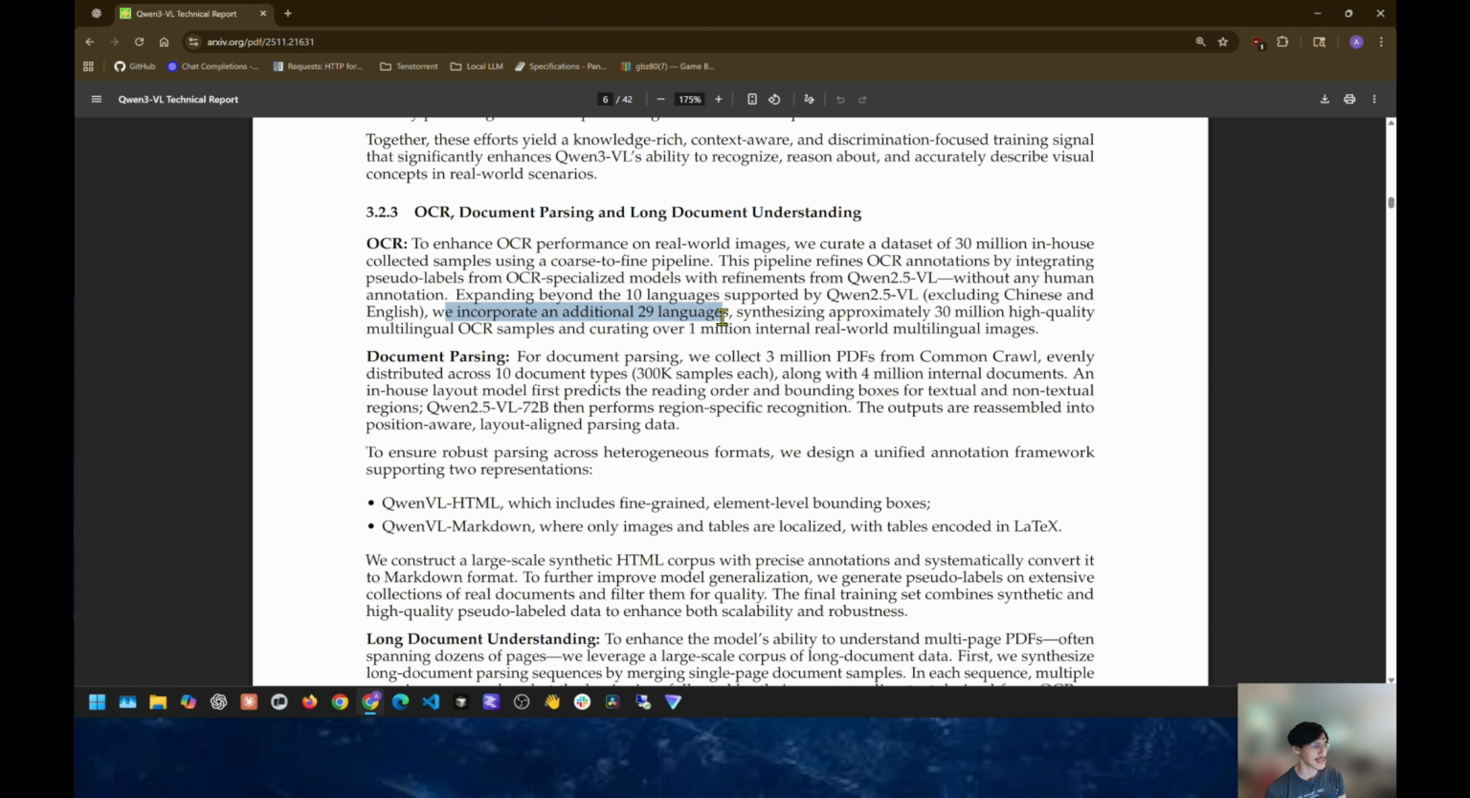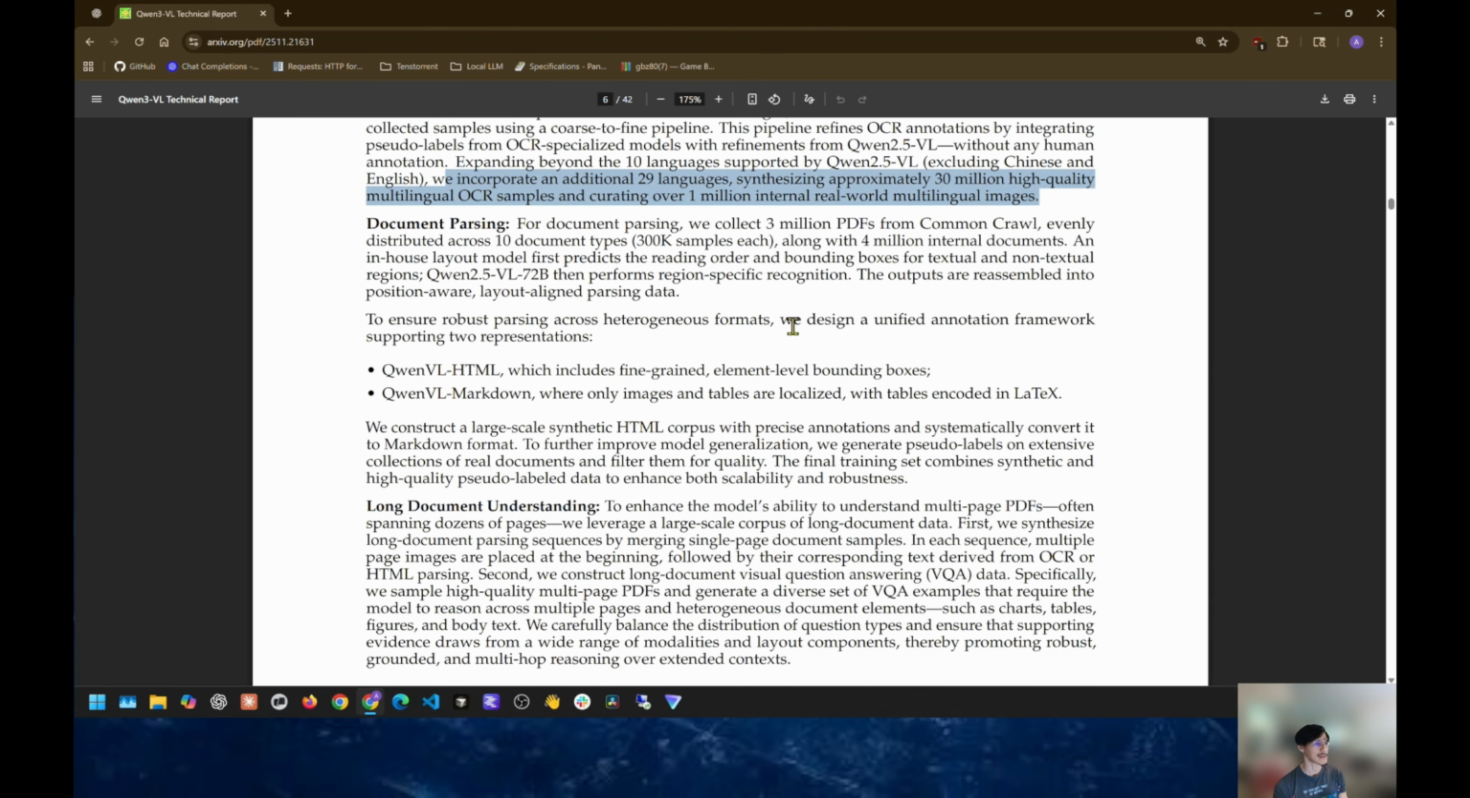We incorporate an additional 29 languages, synthesizing approximately 30 million high-quality multilingual OCR samples and curating over 1 million internal real-world multilingual images. Document parsing. For document parsing, we collect 3 million PDFs from Common Crawl, evenly distributed across 10 document types, 300K samples each, along with 4 million internal documents.